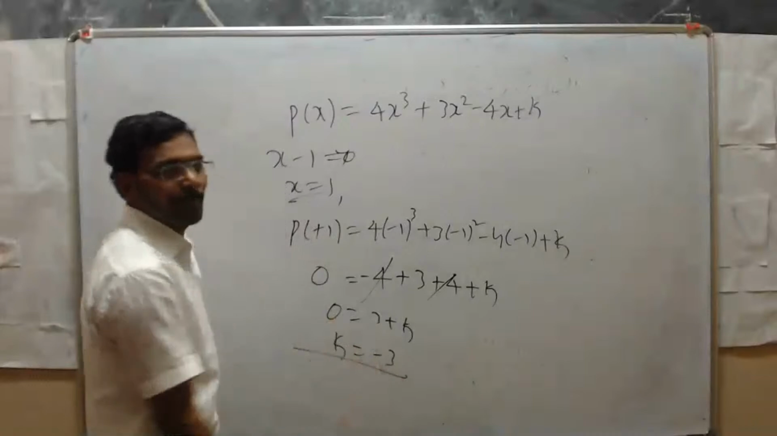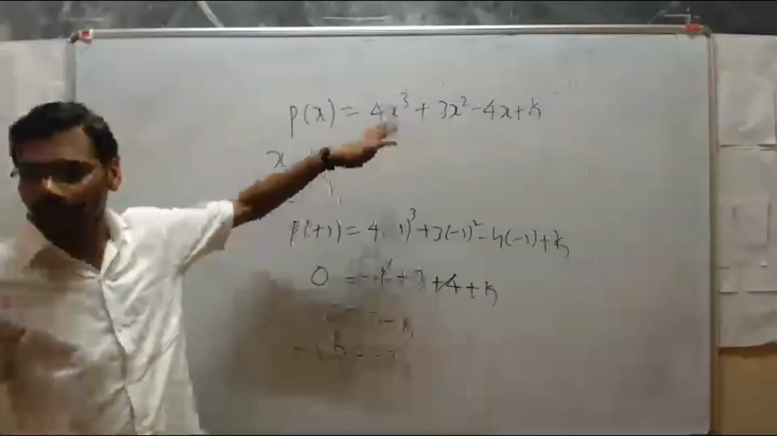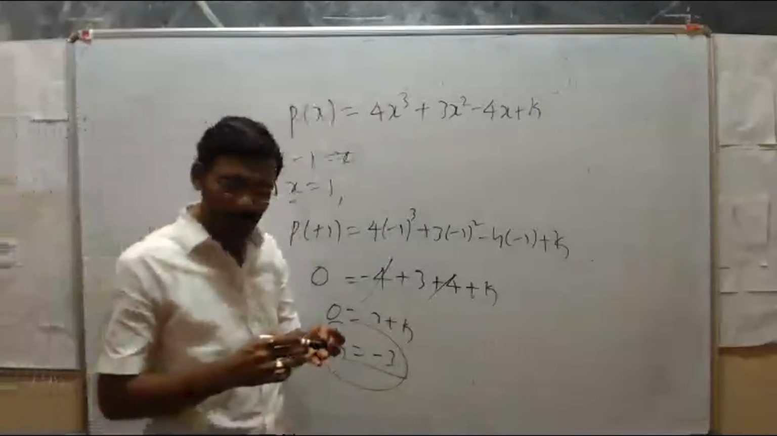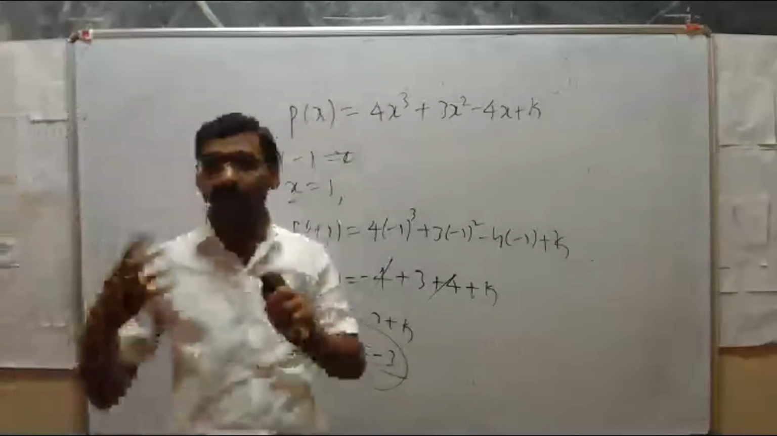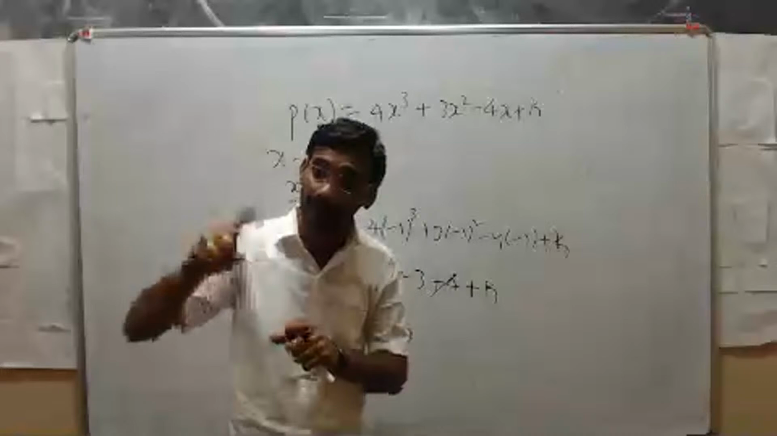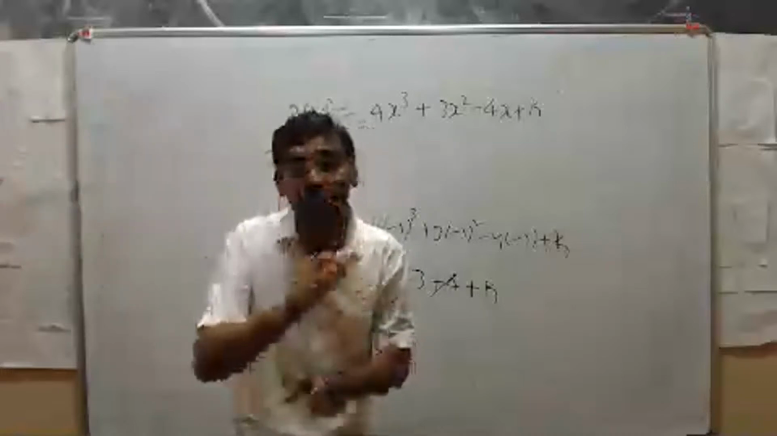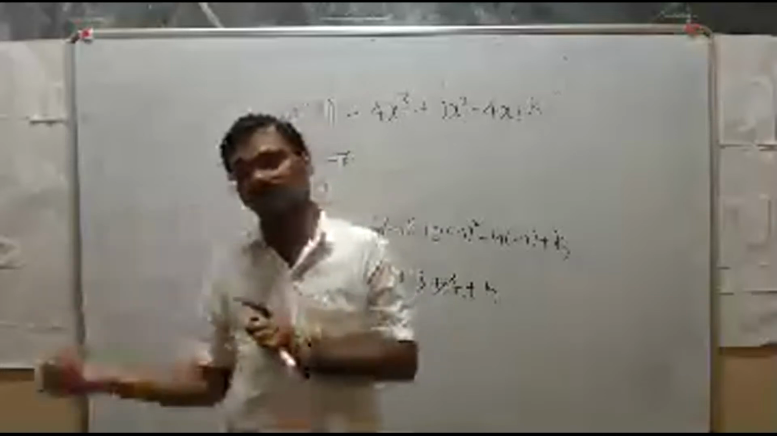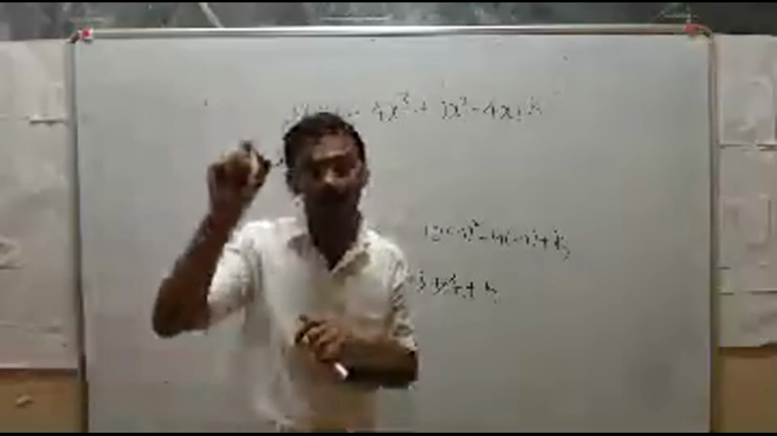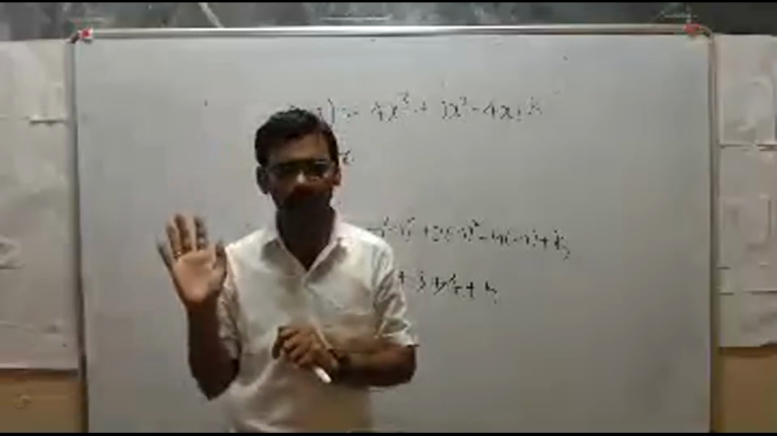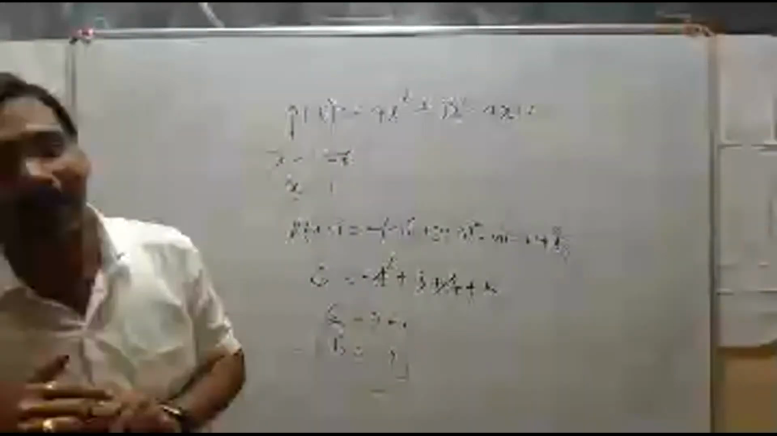Already it is given that x minus 1 is a factor, so without checking we can proceed. x minus 1 is a factor of p of x means x is plus 1, x plus 1 means minus 1. Therefore p of 1 is equal to 0. If x plus 1, then p of minus 1 is equal to 0. Then the k value is how much? Minus 3. Okay.